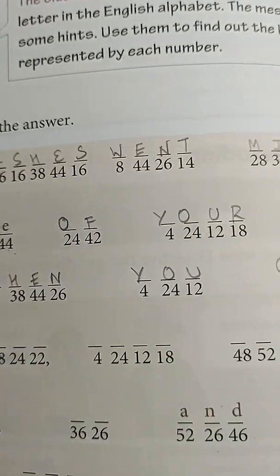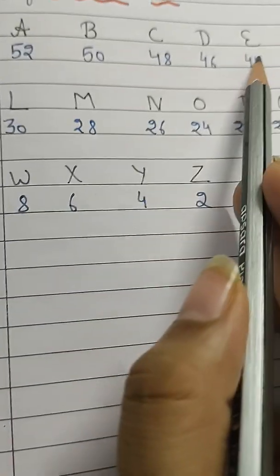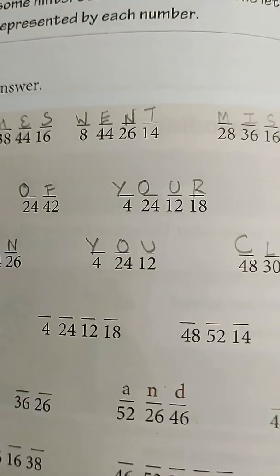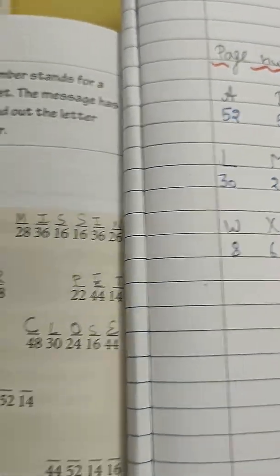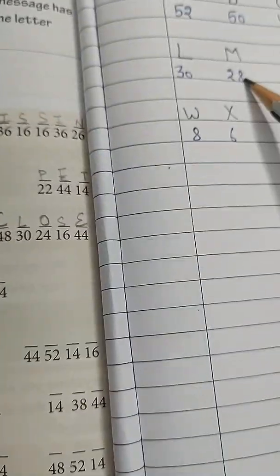For 44 we have written E here. For 16 we have S, so we have written S. Then for 8 we have written W. For 44 again we have written E. For 26 we have N. For 14 we have written T here. Now M is 28, so we have written 28. For 36 we have written I.